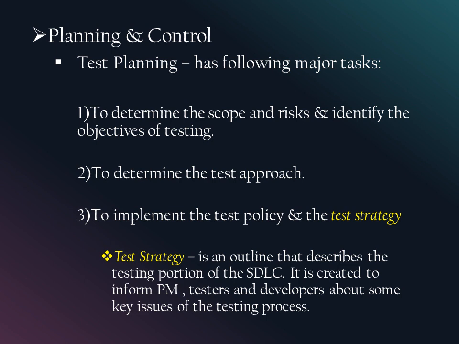Test planning has a total of 6 major tasks, and they are: first, to determine the scope and risks and identify the objectives of testing. That is, when producing a test plan, we should clearly define the scope of the testing and state all the assumptions being made. Next, to determine the test approach. Several test approaches are there. Test approach defines how testing would be carried out. Test approach has 2 techniques, proactive and reactive.